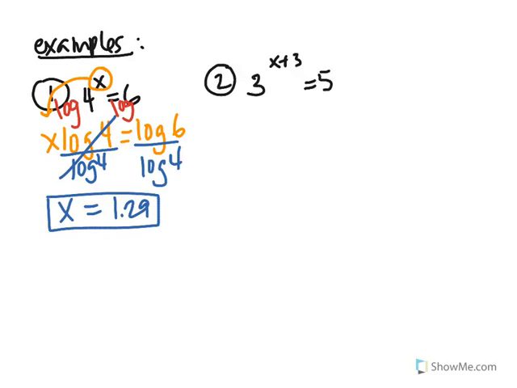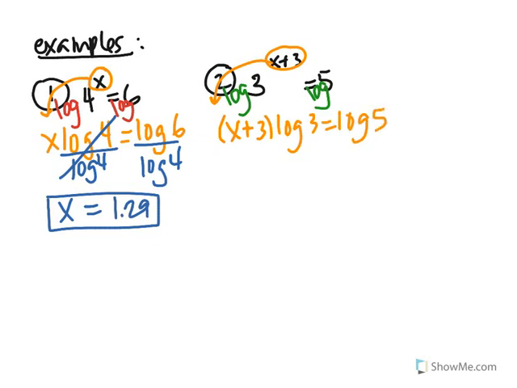So in this next example, we still have the base and the exponent isolated on one side. So we're going to go ahead and log both sides again. So same deal, log both sides. And then what happens is this exponent comes out in front. So you get x plus 3 times the log of 3 is equal to the log of 5. So first thing you want to do is get x by itself. So we're going to have to get rid of this log of 3 first. So we're going to go ahead and divide both sides by log of 3.